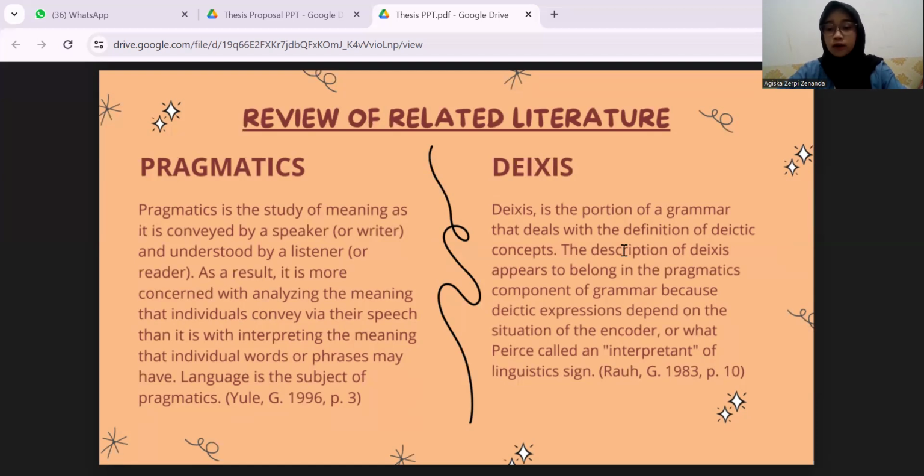And the last one is about deixis. Deixis is the portion of a grammar that deals with the definition of deictic concepts. The description of deixis appears to belong in the pragmatics component of grammar because deictic expressions depend on the situation of the encoder, or what Peirce called an interpretant of linguistic science.